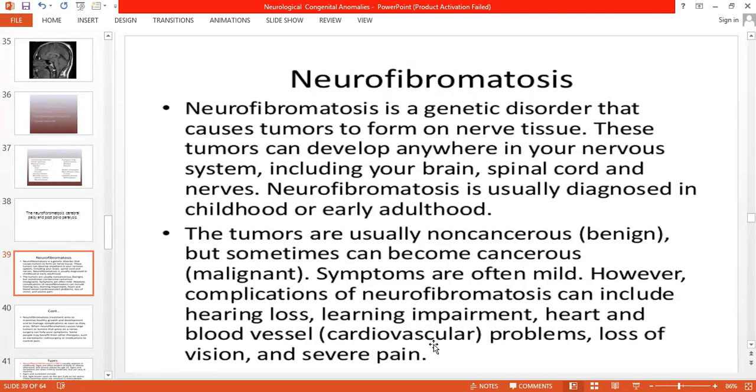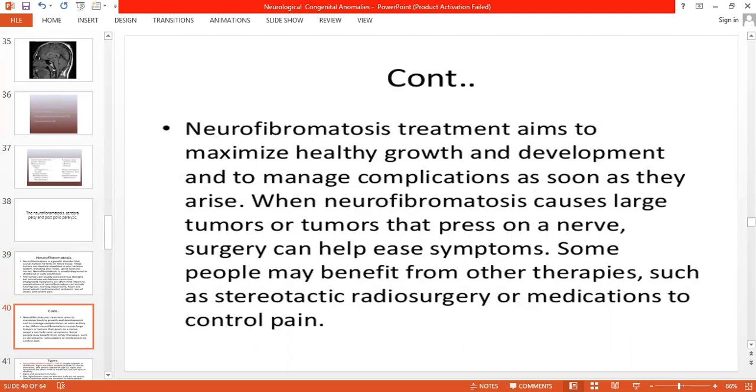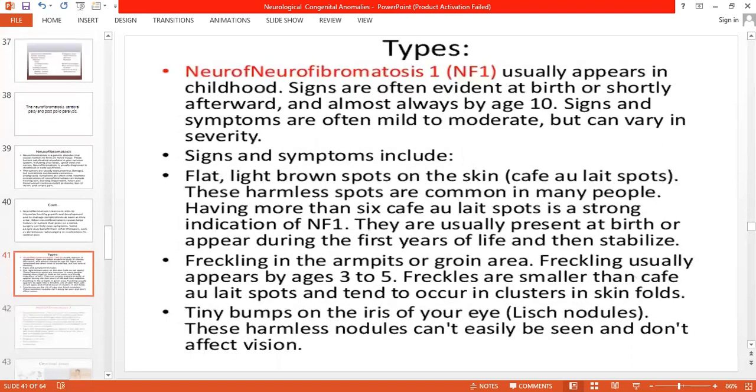include impairment, heart and blood vessels, cardiovascular problems, loss of vision, and severe pain. Neurofibromatosis treatment aims to maximize healthy growth and development and to manage complications as soon as they arise. When neurofibromatosis causes large tumors or tumors that press on a nerve, surgery can help ease symptoms. Some people may benefit from other therapies such as stereotactic radiosurgery or medications to control pain.